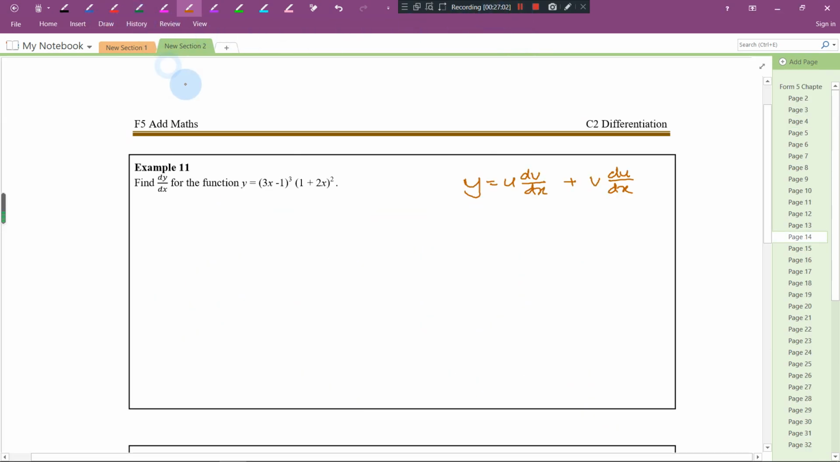Okay, now let's try the last one. This is what I mentioned just now, y equal to uv. So we are going to use this formula. Don't get confused with this formula.